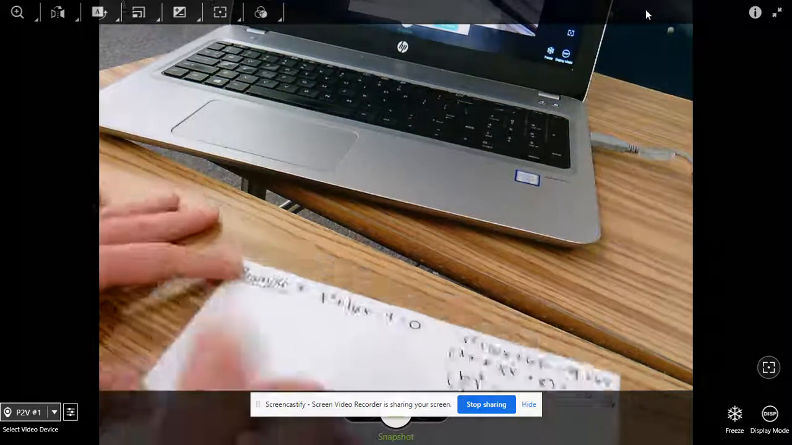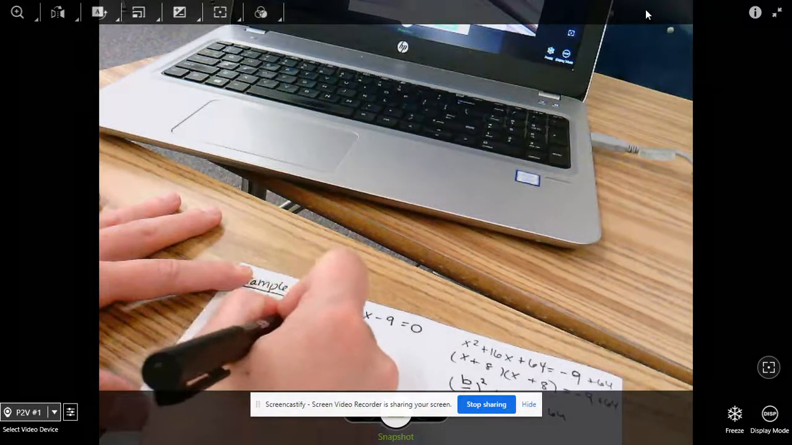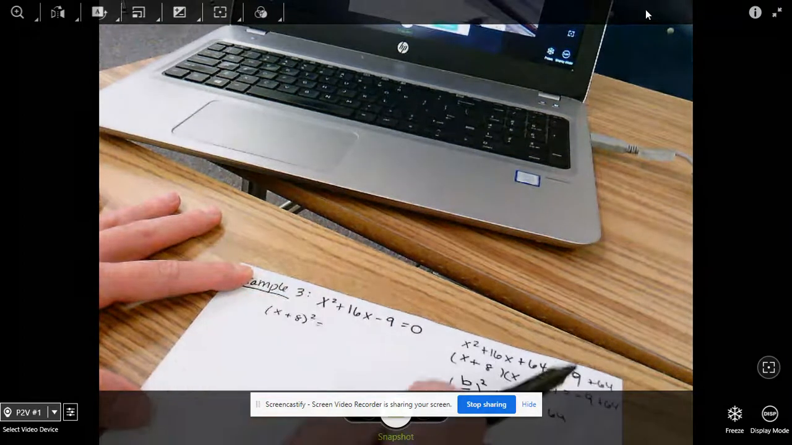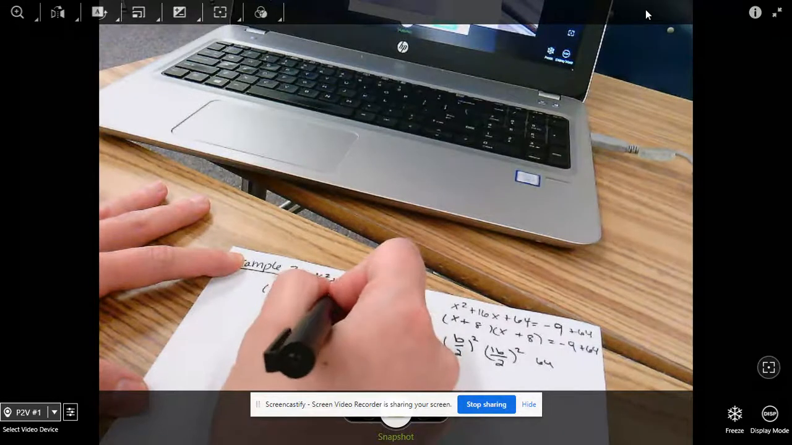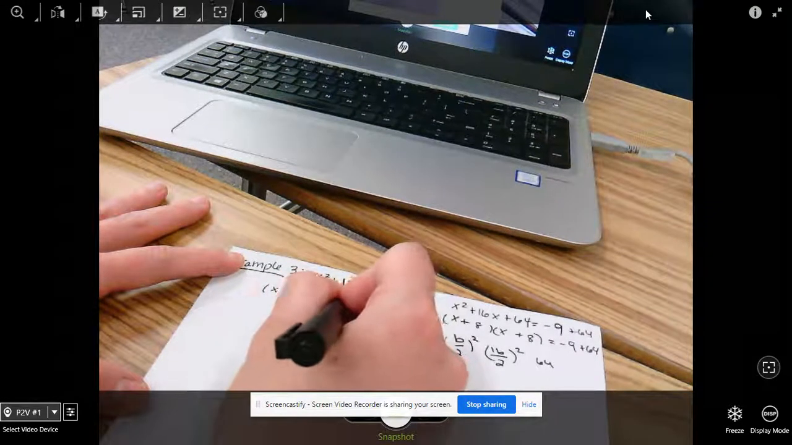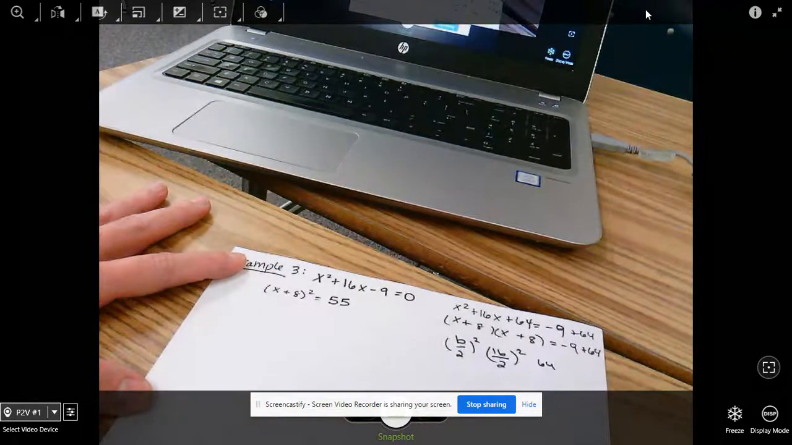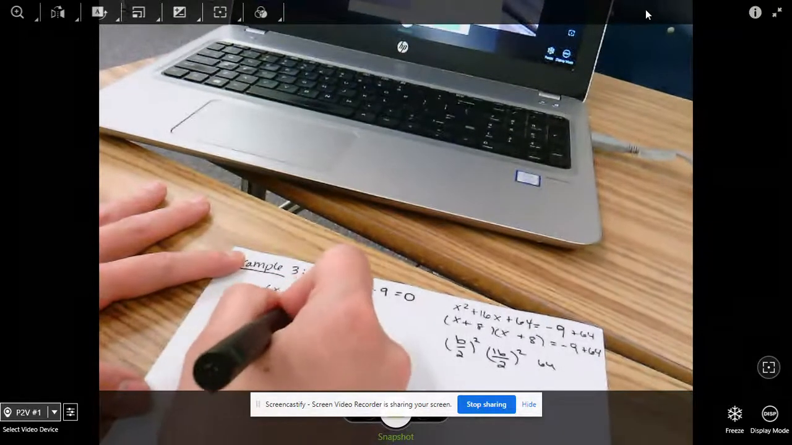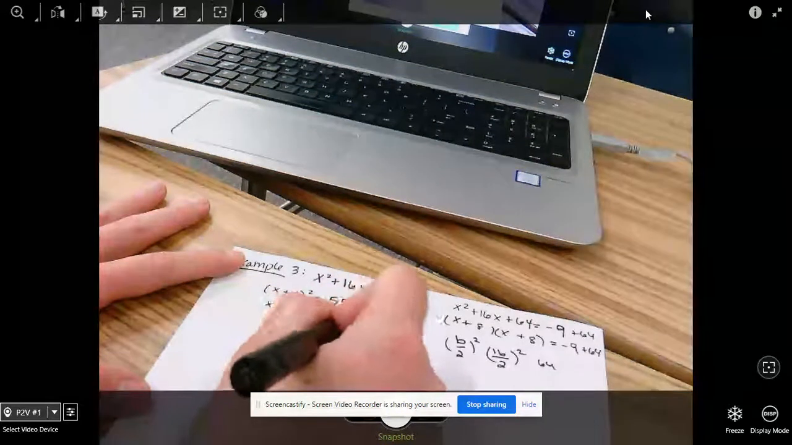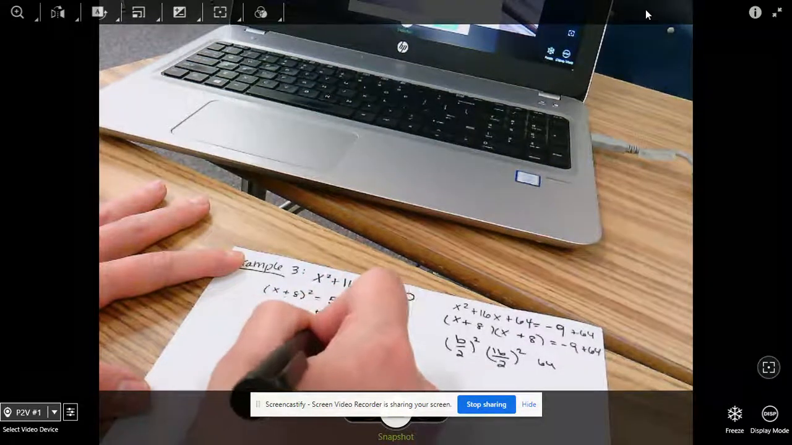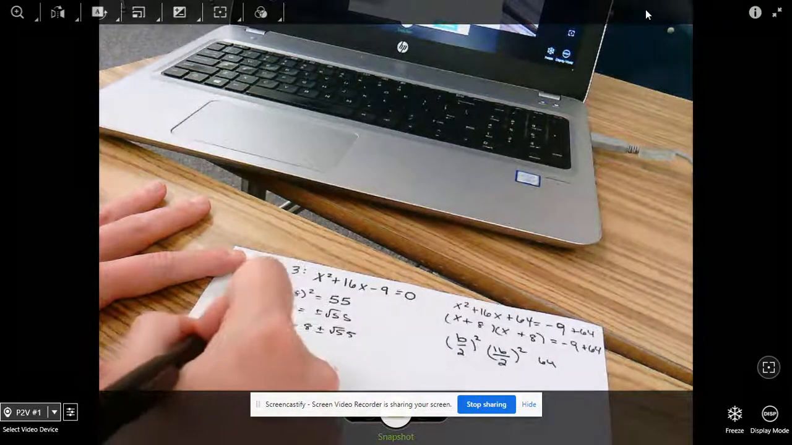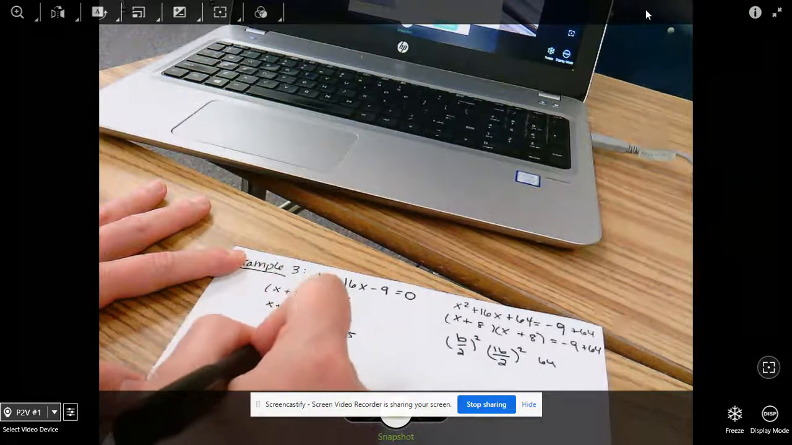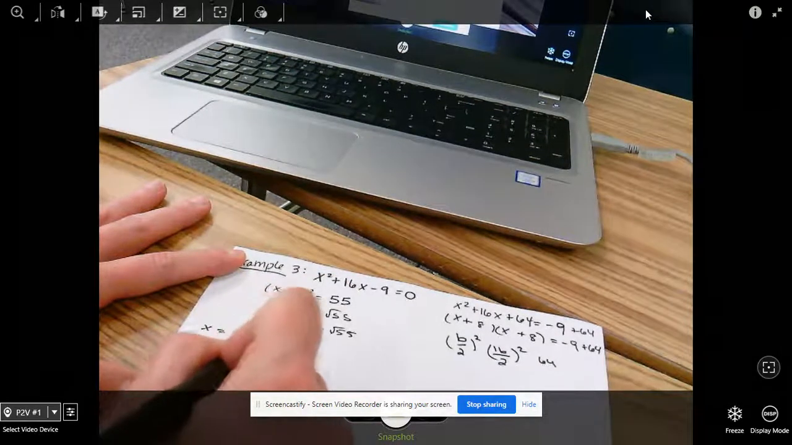Okay, so now we're down to x plus 8 squared equals 55. Okay, these aren't going to be the prettiest numbers, and that's okay. And then you take the square root of both sides, and then you subtract 8. And it's the same process. We're just going very gradual with our changes, so it feels familiar.